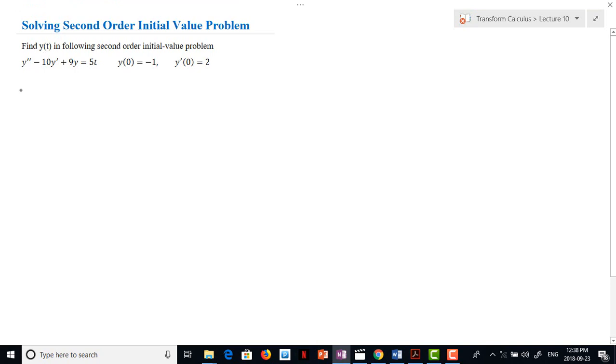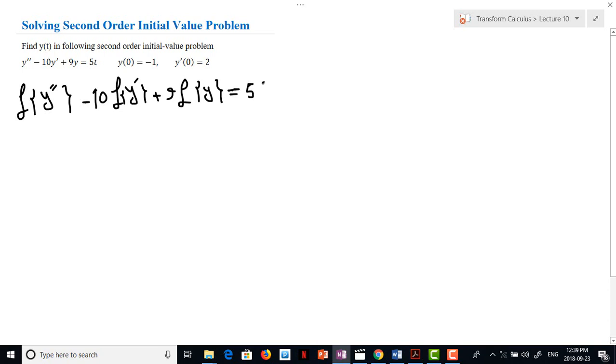In order to solve this problem, we have the same procedure that we had for first order initial value problem. So you have to take Laplace transform from both right and left side of the equation. From the left hand side of the equation, we have Laplace transform of y double prime minus 10 times Laplace transform of y prime plus 9 Laplace transform of y, it's equal to 5 times Laplace transform of t.